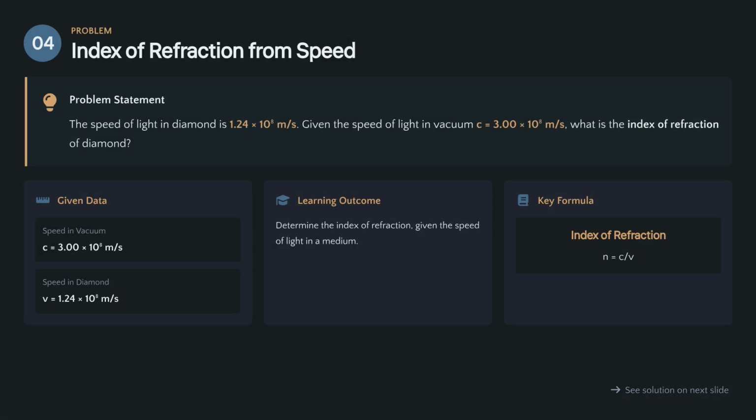Our first problem asks for the index of refraction of diamond, given the speed of light in diamond is 1.24 times 10 to the power of 8 meters per second. The speed of light in a vacuum is 3.00 times 10 to the power of 8 meters per second. The key formula for the index of refraction is n equals c over v.